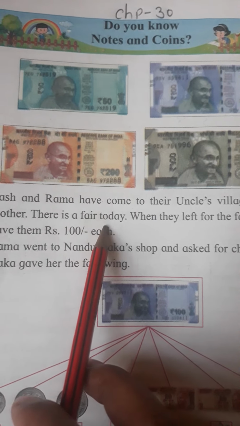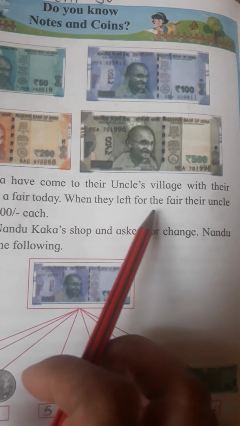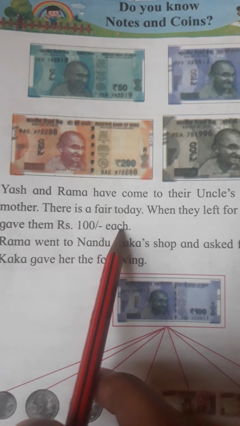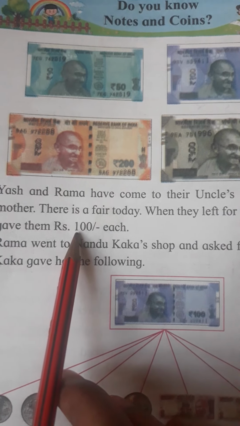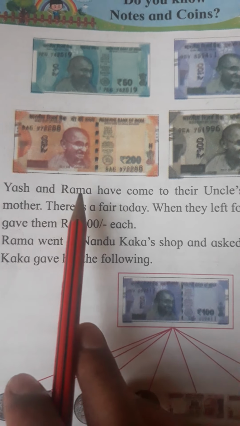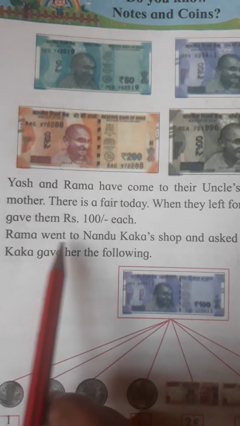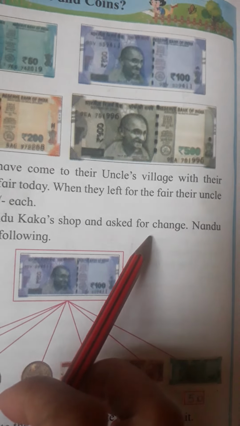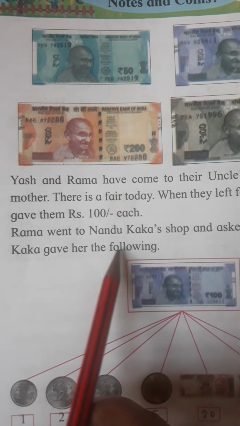Yash and Rama have come to their uncle's village with their mother. There is a fair today. When they left for the fair, their uncle gave them rupees 100 each, to Yash and Rama. So Rama went to Nandu Kaka's shop and asked for change. Nandu Kaka gave her the following.